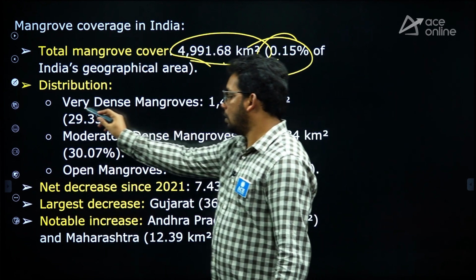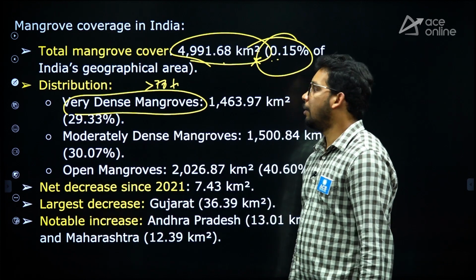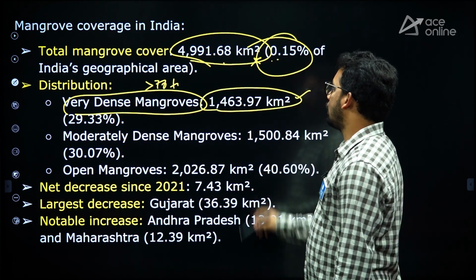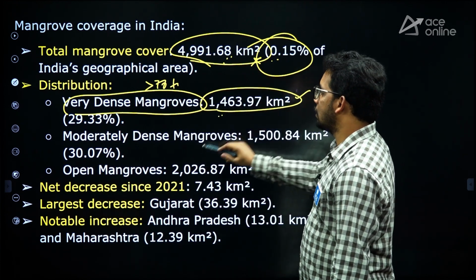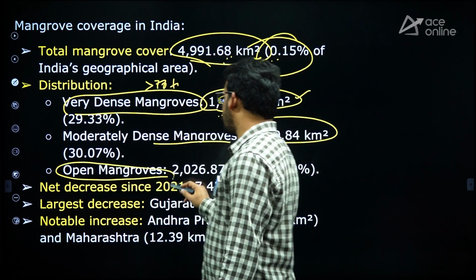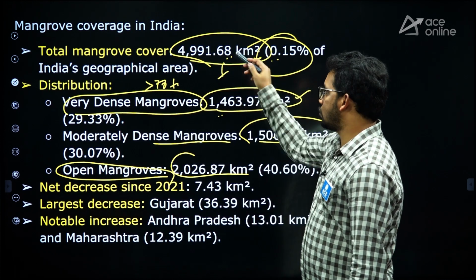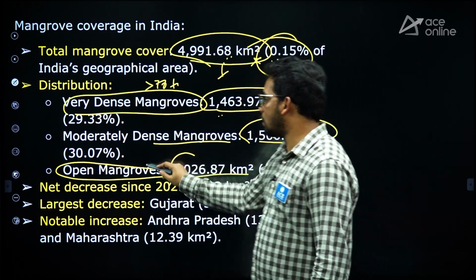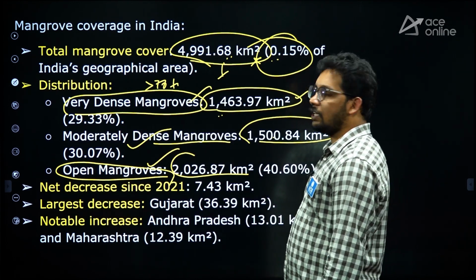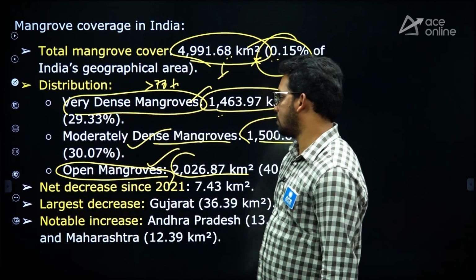And distribution: very dense mangrove forest means more than 70% of a given area is occupied with mangroves. The total very dense mangrove forest cover is 1463.97, then moderately dense mangroves 1500.84, and open mangroves 2026. If you add all these three, it amounts to the total. So the highest is open mangroves, then moderately dense mangroves, then very dense mangroves. You have to remember these three.